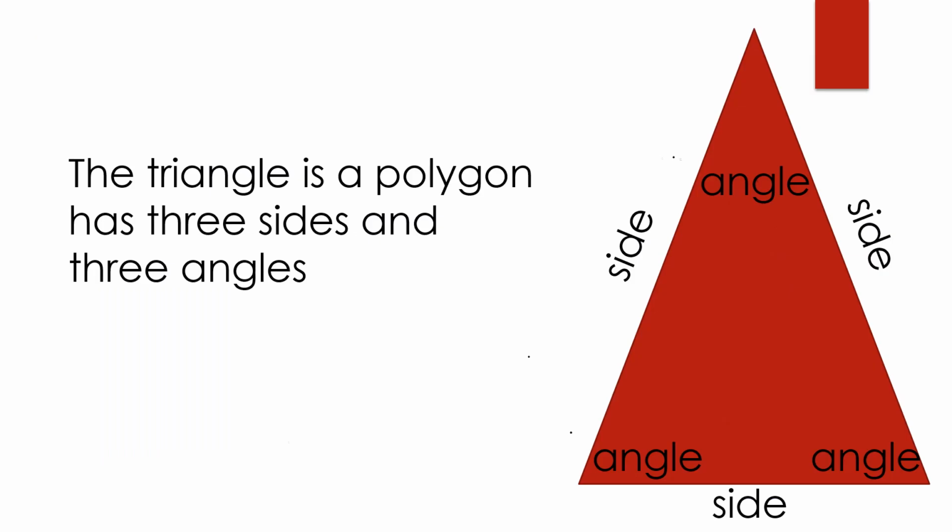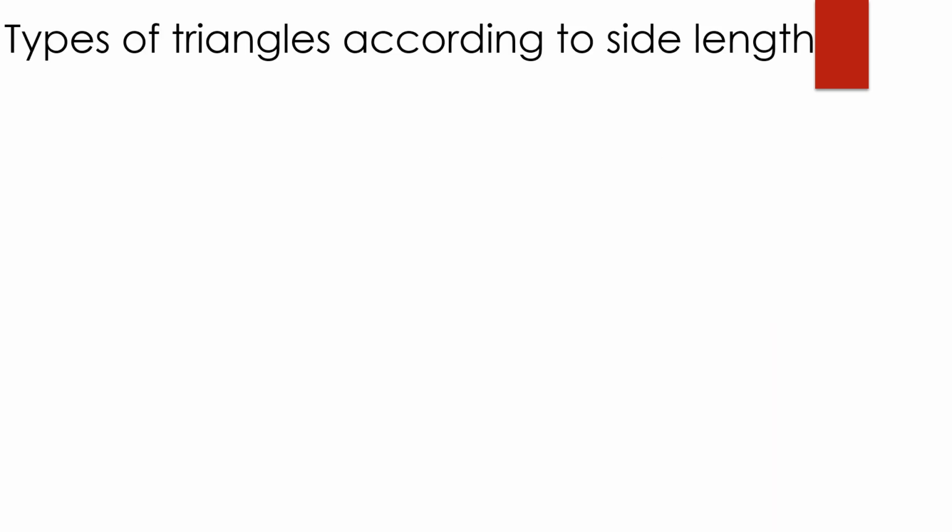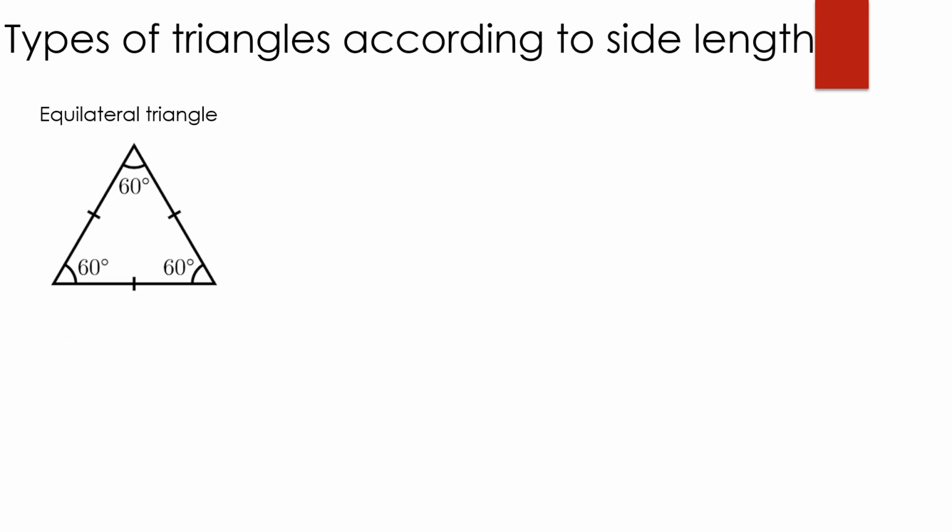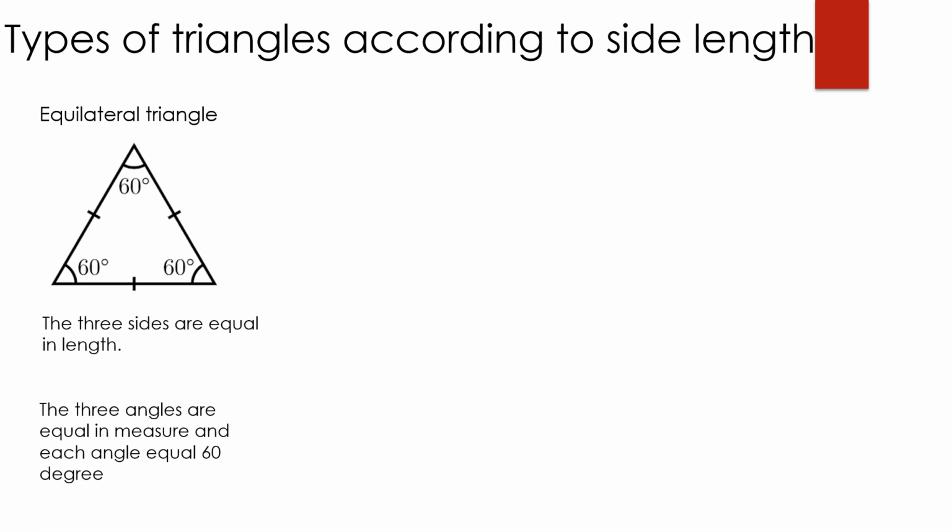Let's revise triangle. Triangle is a polygon which has 3 sides and 3 angles. Types of triangles according to side length. Equilateral triangle. The 3 sides are equal in length and the 3 angles are equal in measure. Each one is 60 degrees.